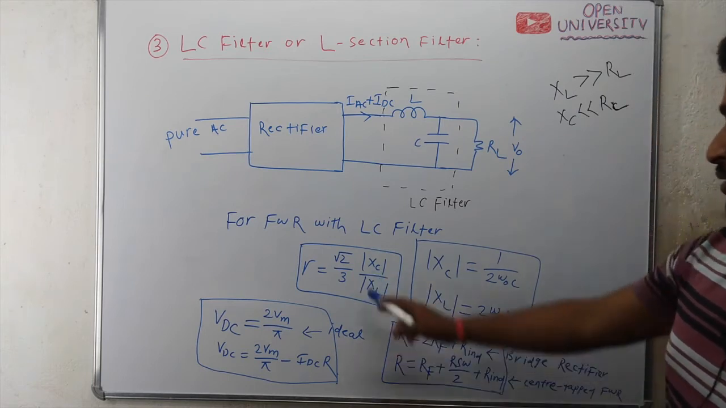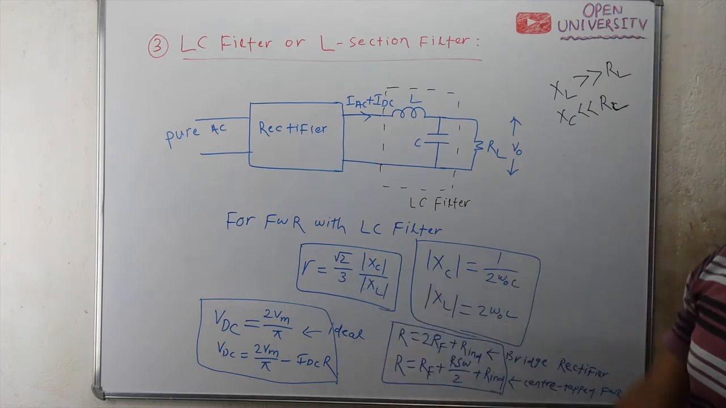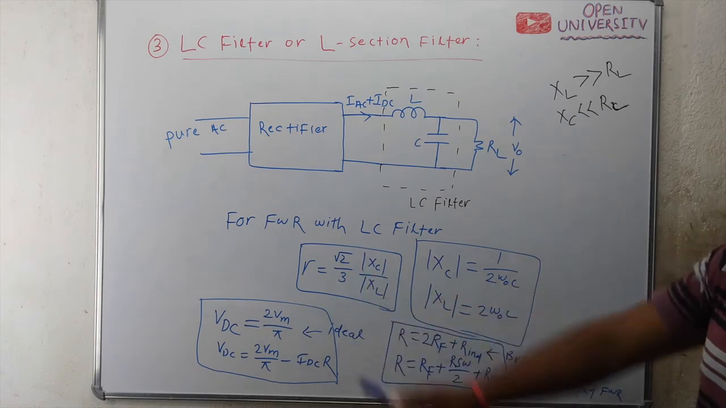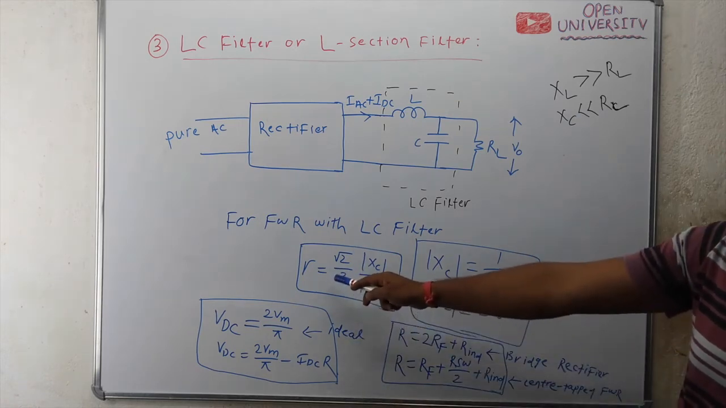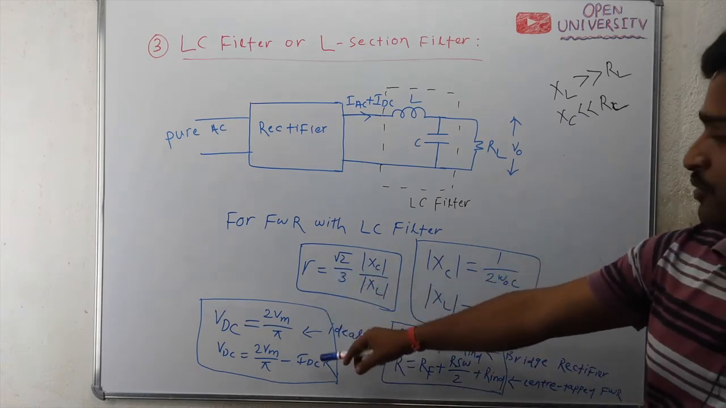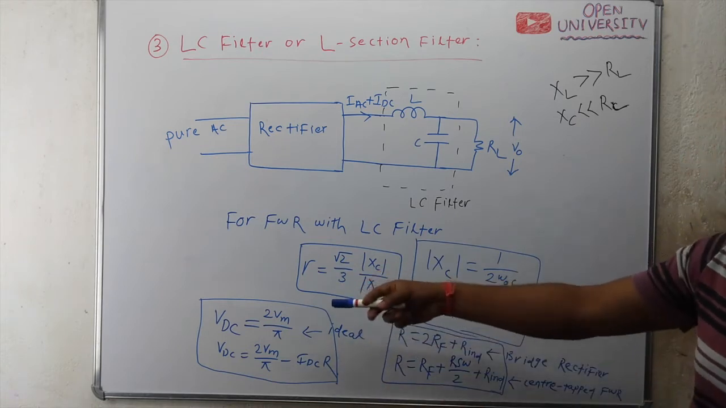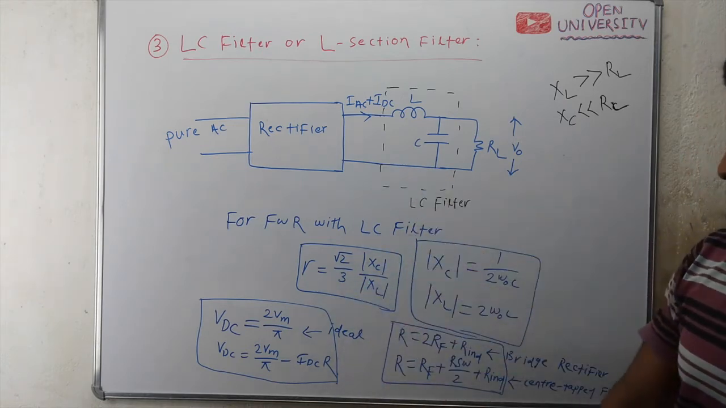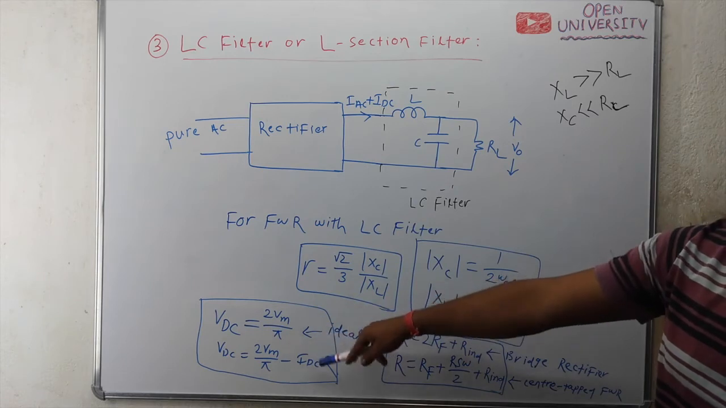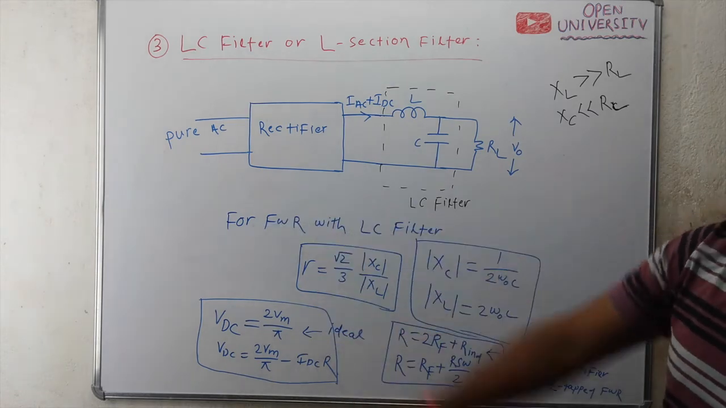This formula is for full wave rectifier. It can be center tap full wave rectifier or bridge rectifier. Remember this ripple factor formula and DC output voltage formula for full wave rectifier with LC filter, and this DC output voltage formula for LC filter is same as inductor filter.